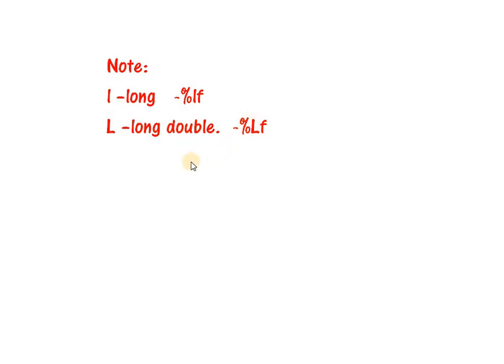We have seen the data types in float: we use three types, float, double, and long double. For double we use %lf, and for long double we use %Lf format specifier. Now let's see the printf function format specifiers.